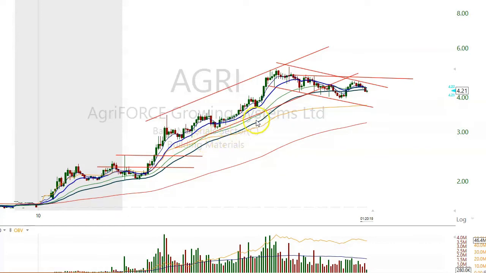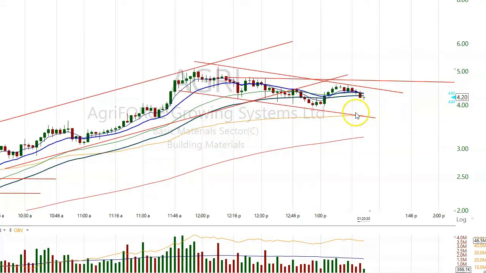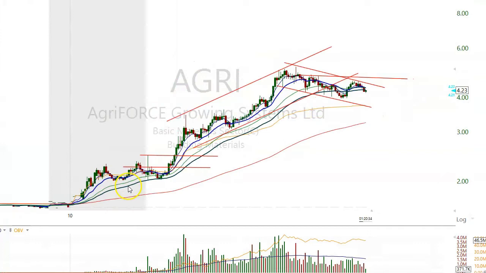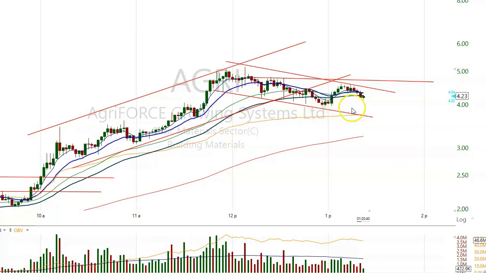If it's trading in this range between the two green lines, you're okay with that. But as soon as it starts to break down below it, then that's a pretty good signal that you want to get out of it. The other thing about EMAs is when they cross, the longer period crosses the shorter period.